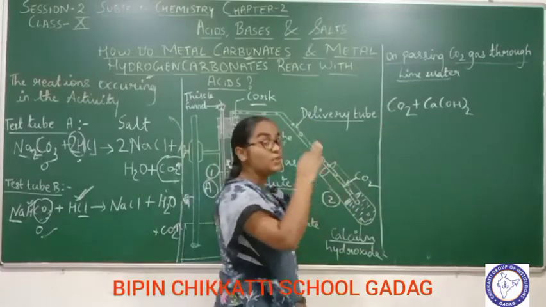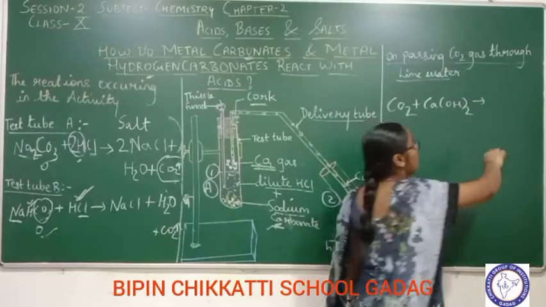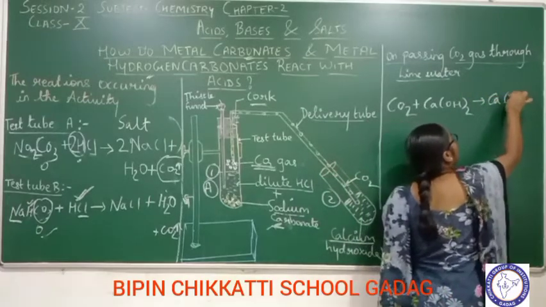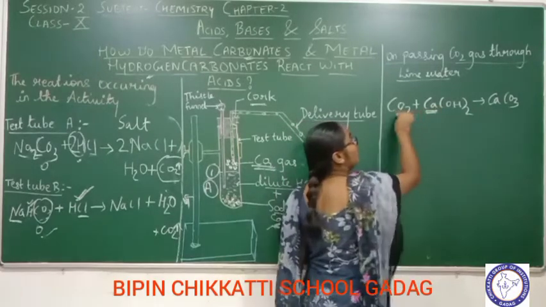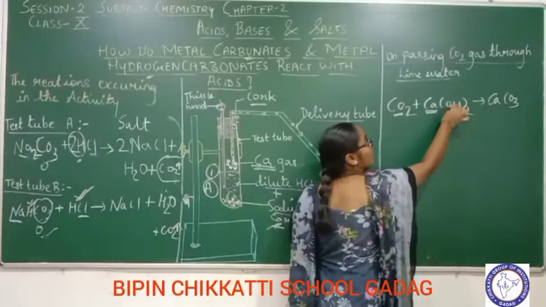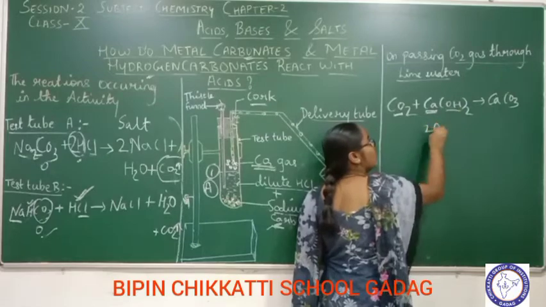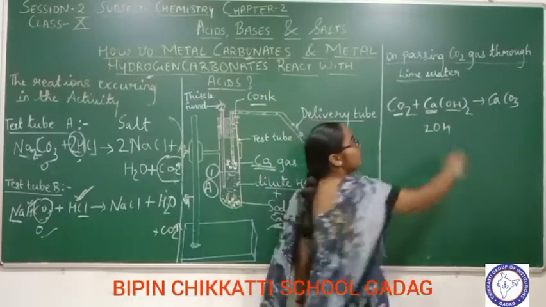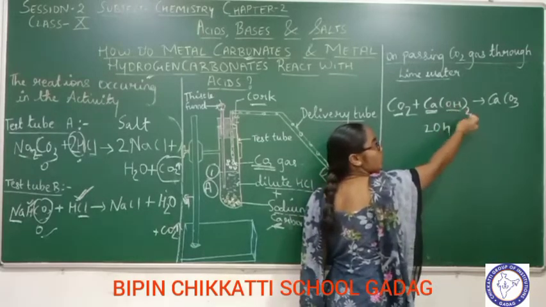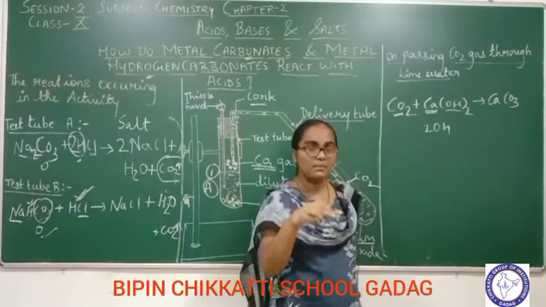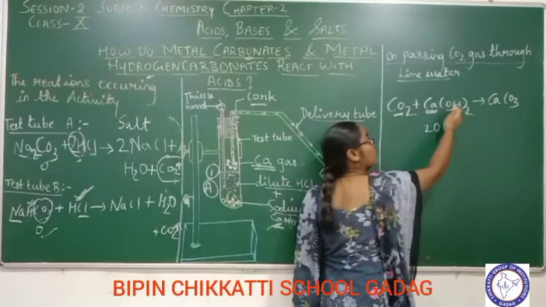So when carbon dioxide gas reacts with the lime water, what will it form? It will lead to the formation of calcium carbonate. How come calcium carbonate? This CO2 is there, no? What is the meaning of this (OH)2? It means 2 oxygen and 2 hydrogen. This 2 as a subscript after the bracket is applicable for 2 oxygen and 2 hydrogen.